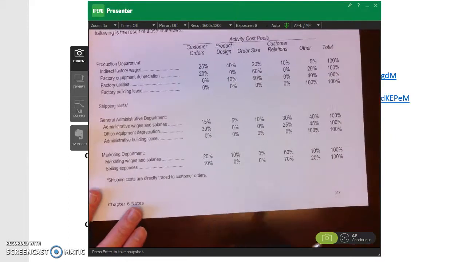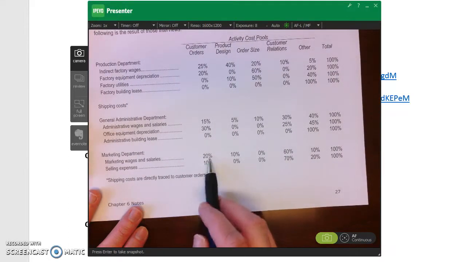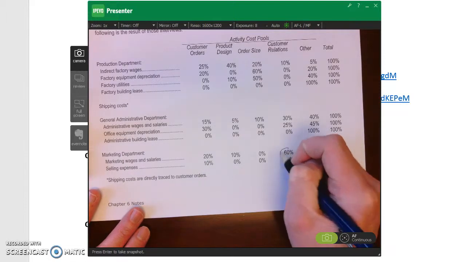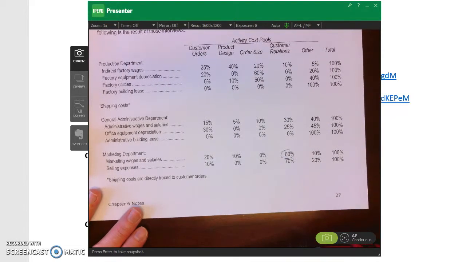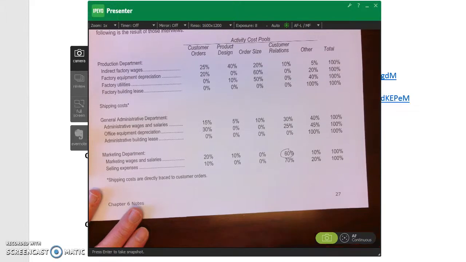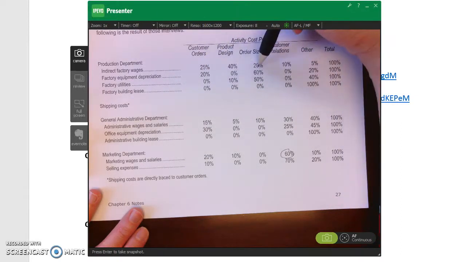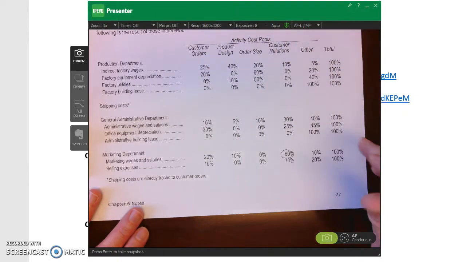And you can kind of see that, let's look down here at marketing, and so we interviewed some of the folks in the marketing department, and look where they spend their time, dealing with customers. And that makes total sense, right? And so you can see what we've done is we've done the interviews and we've said, where do you spend your time, and come up with these percentages, okay?